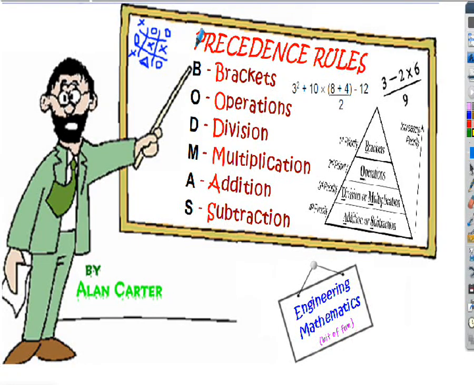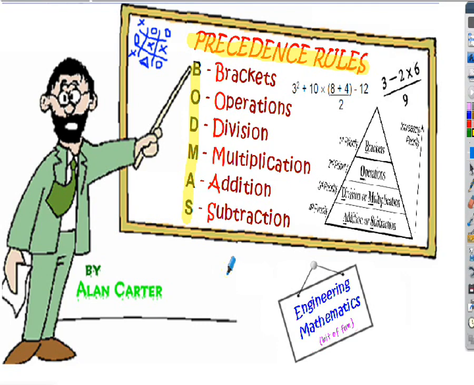Hello, and welcome to this very brief presentation on the precedent rules. You may have heard of the mnemonic BODMAS, often stated in mathematical textbooks, and that relates to the sequence in which we should undertake calculations.